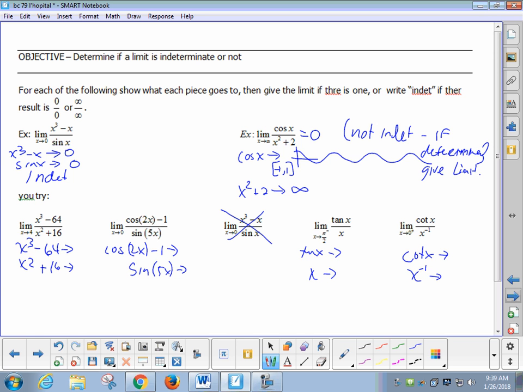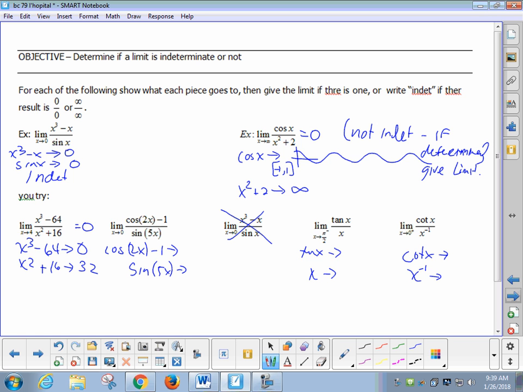Okay, let's see how we did. In the first one, x cubed minus 64 goes to what as x goes to 4? 0. x squared plus 16, however, goes to 32. Is 0 over the 32 indeterminate? No, it is 0.